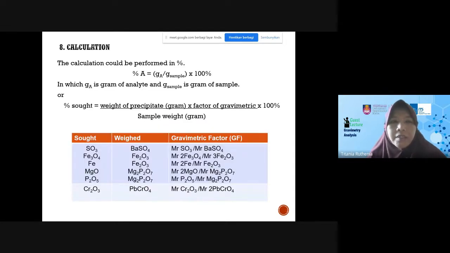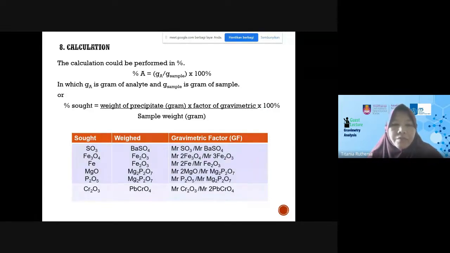And the last one is calculation. We can calculate using the gravimetric factor. The percent of analyte A equals the mass in grams of A divided by the grams of sample, times 100%. So the percent of salt equals the weight of precipitate in grams, divided by the sample weight, also in grams, times the gravimetric factor, times 100%.